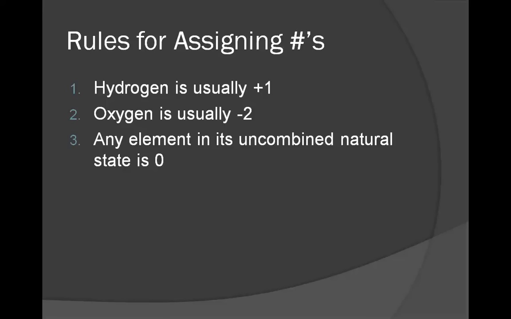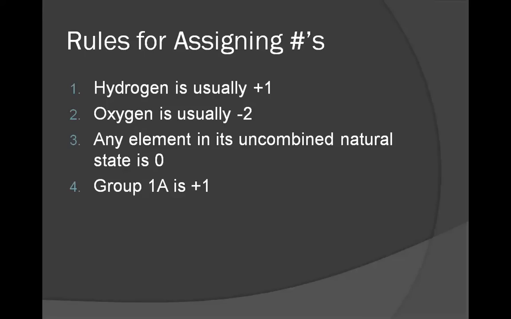Really important one. Any element in its uncombined natural state is 0. So if you have calcium metal, if you have iron metal just by itself, its charge is 0. Even your diatomics, chlorine gas, Cl2, even though that's diatomic, its charge is 0. So any element in its uncombined natural state always has a charge of 0.